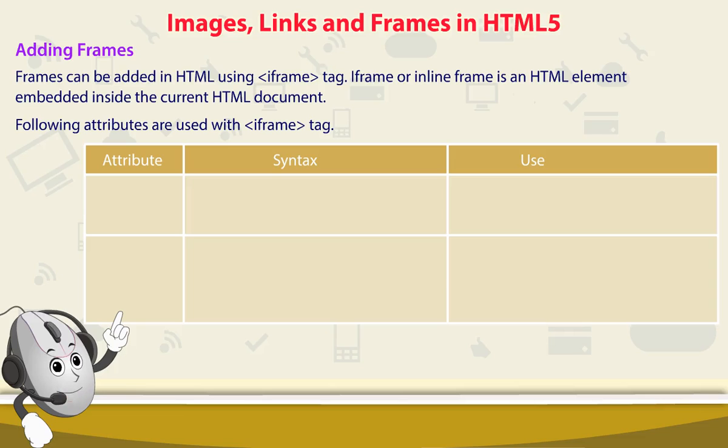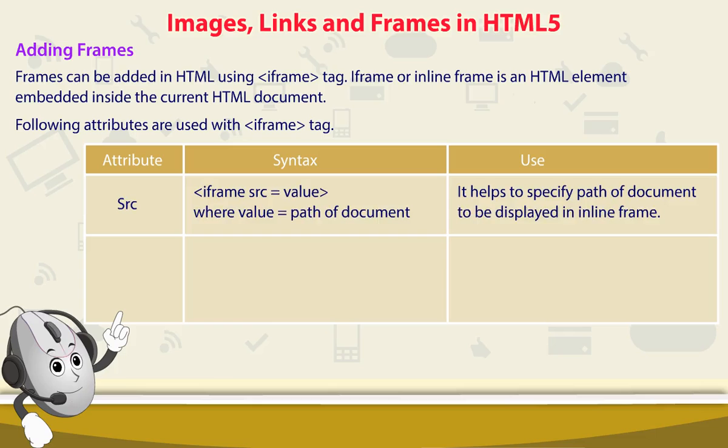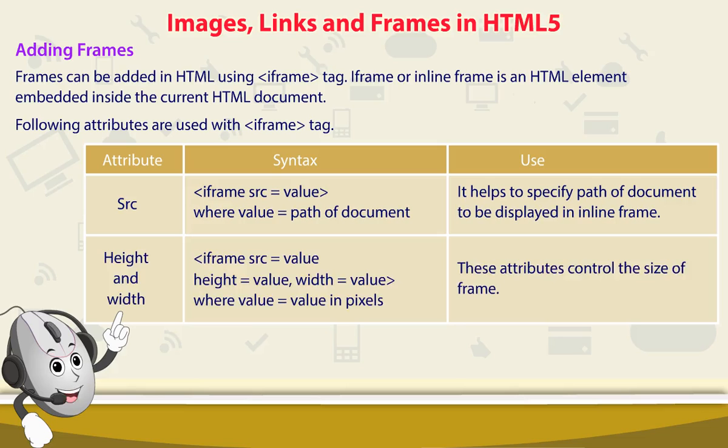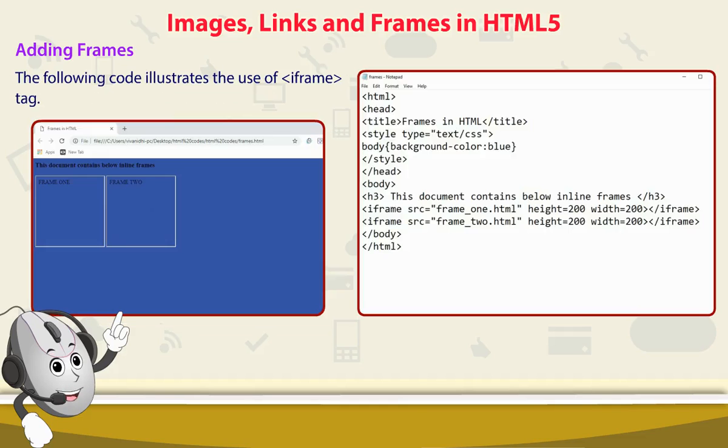Attribute, syntax, use. src. Iframe src is equal to value, where value is equal to path of document. It helps to specify path of document to be displayed in inline frame. Height and width. Iframe src is equal to value, height is equal to value, width is equal to value, where value is equal to value in pixels. These attributes control the size of frame. The following code illustrates the use of iframe tag.